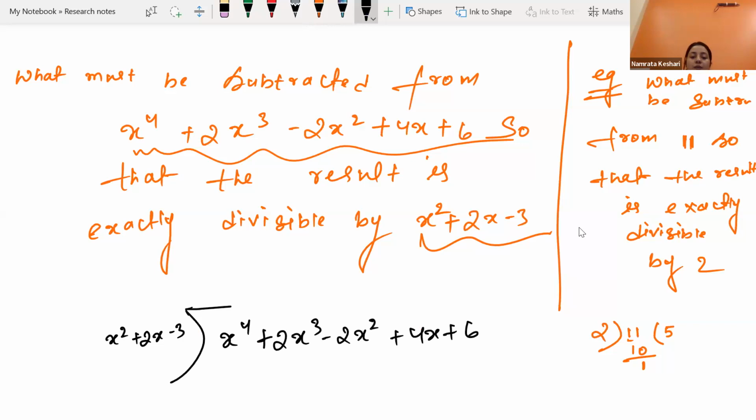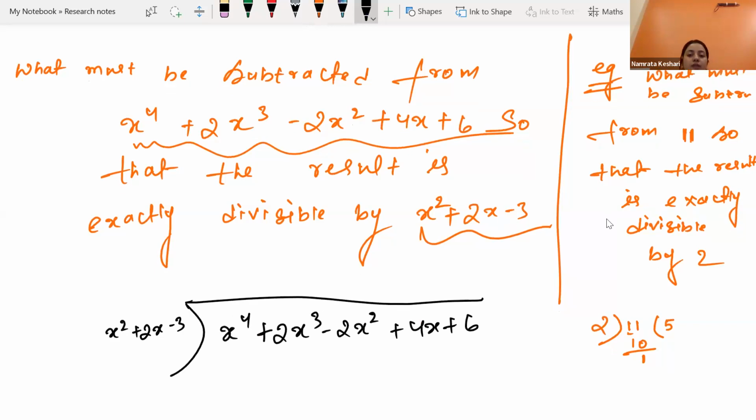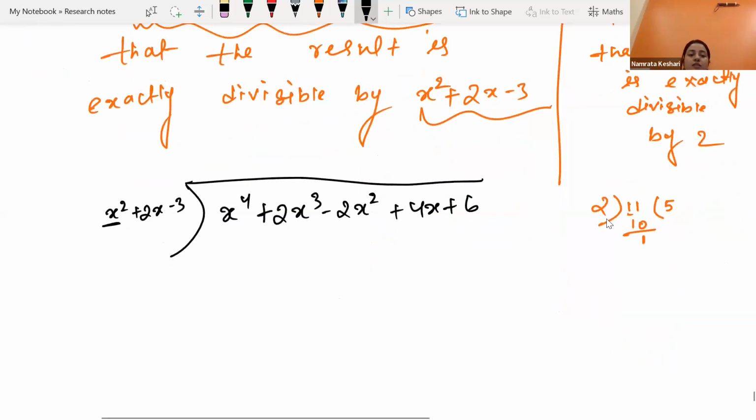Okay. Let's continue. So here x square is there, here x to the power 4 is there. What will we take as a quotient? Who will say?